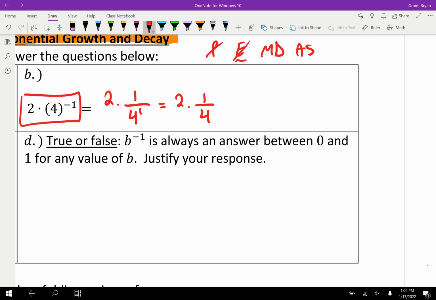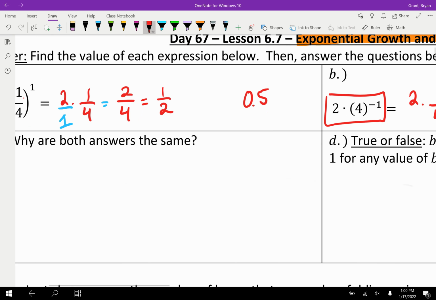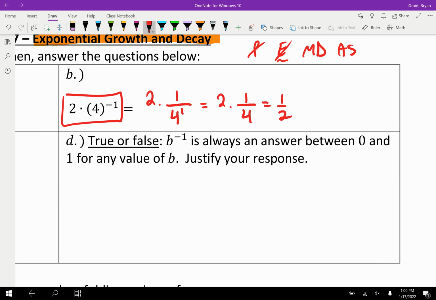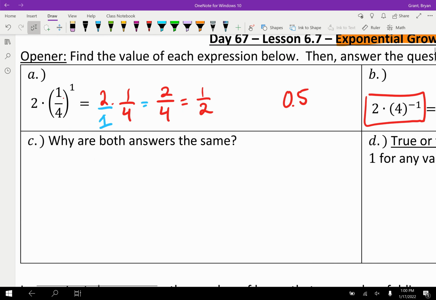Now we're done. And oh wait, doesn't this look familiar? 2 times 1/4, that's what we had over here. And hopefully now we can see that this is 1/2 or 0.5. So part C was definitely a giveaway. Why are both answers the same?